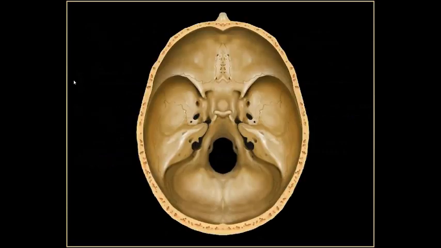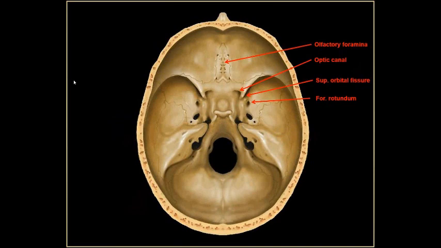So let's start out just looking at the skull base from top to bottom. These are the foramina that you see. Starting from the anterior skull base, we see the olfactory foramina. We have the optic canal, which houses the optic nerve. We have the superior orbital fissure, which houses several nerves. We have the foramen rotundum behind that. Then we have the foramen ovale and the foramen spinosum in close proximity to each other.